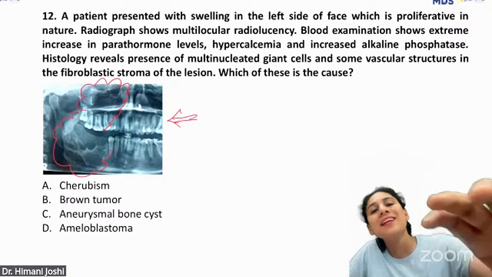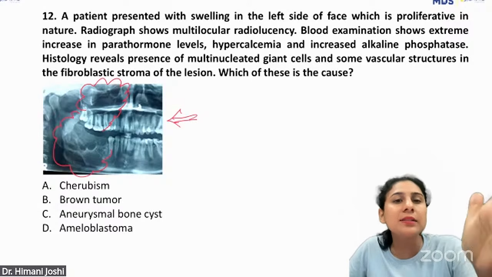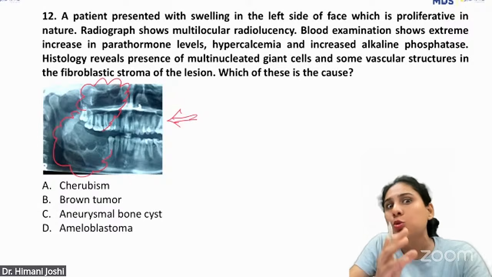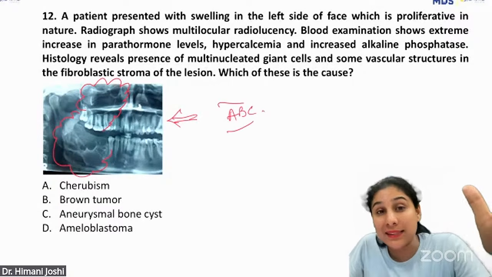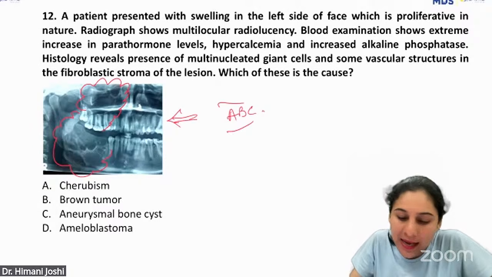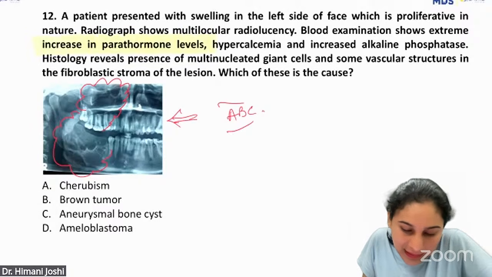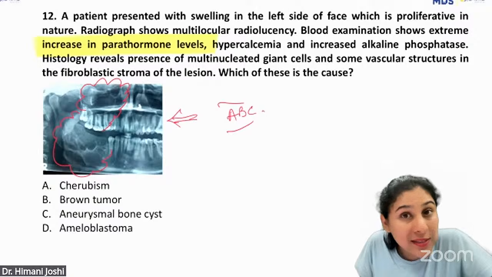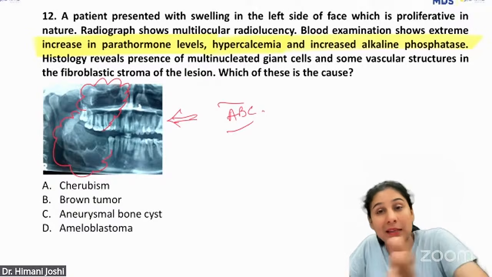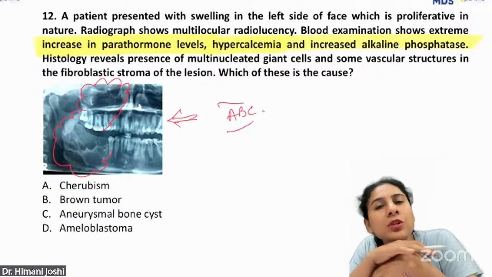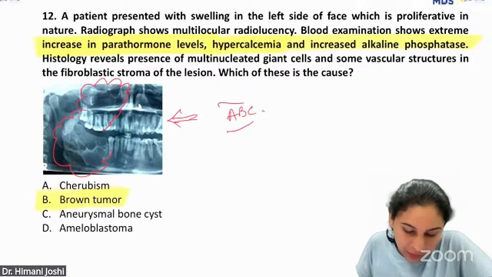So bang on when I see this question, the first thing that comes to my mind when I see two bones being involved is ABC. But as soon as I read this increase in parathormone levels, hypercalcemia and increased SAP, serum alkaline phosphatase, I close my eyes and I will mark brown tumor.